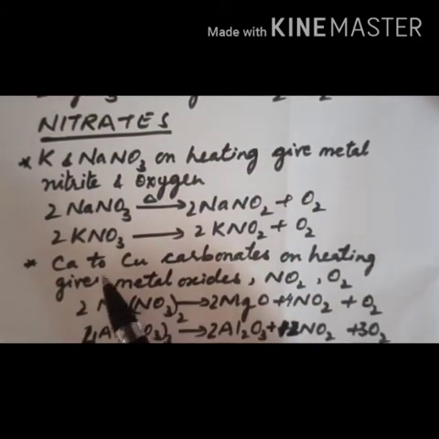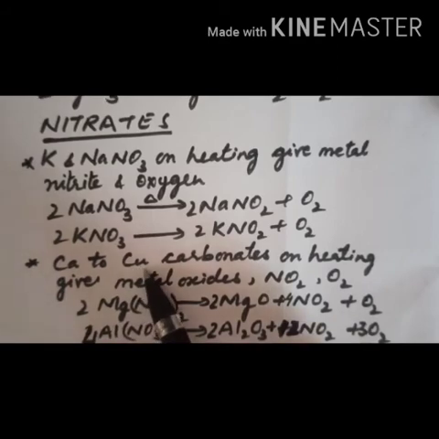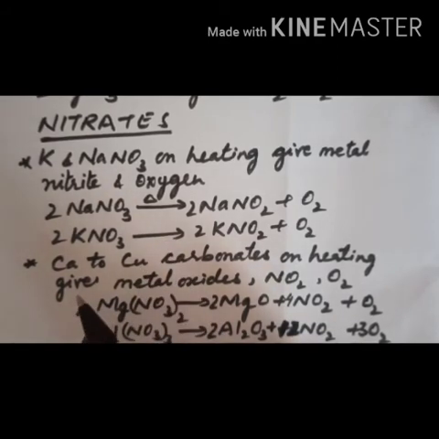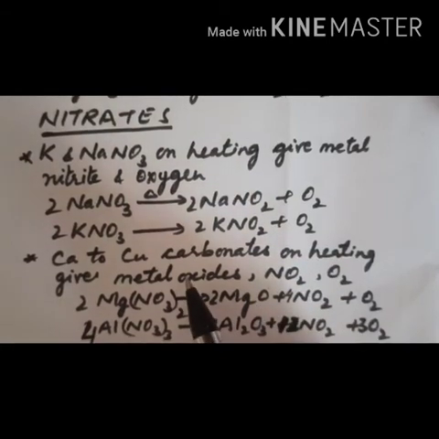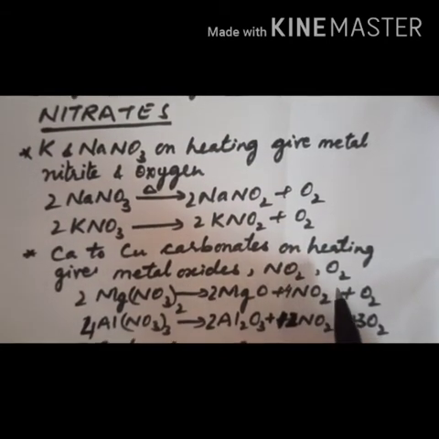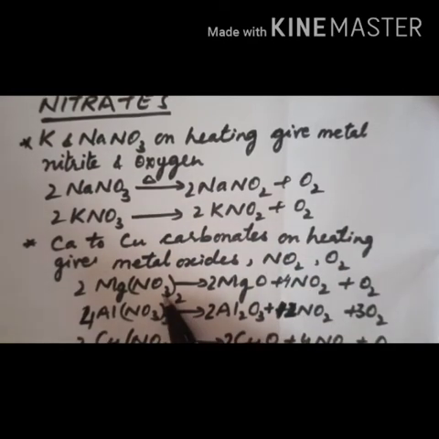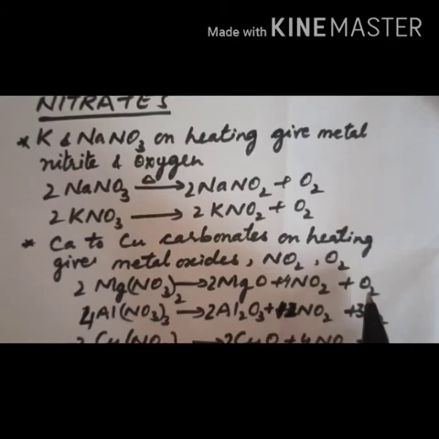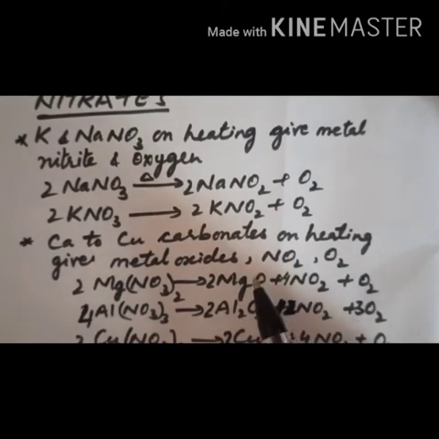While calcium to copper nitrates, means calcium nitrate, magnesium nitrate, zinc nitrate, aluminum nitrate, iron nitrate, copper nitrate, lead nitrate, on heating give metal oxides, nitrogen dioxide and oxygen gas. For example, magnesium nitrate on heating gives magnesium oxide, nitrogen dioxide and oxygen. Same way, calcium nitrate on heating gives calcium oxide, nitrogen dioxide and oxygen gas.